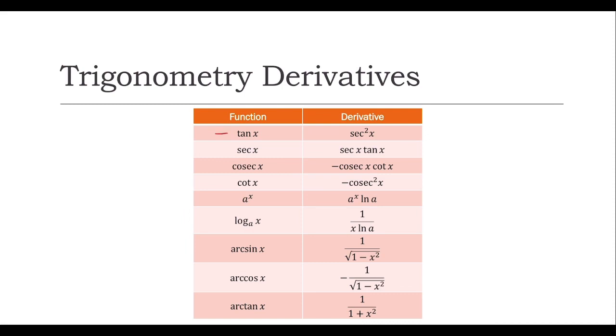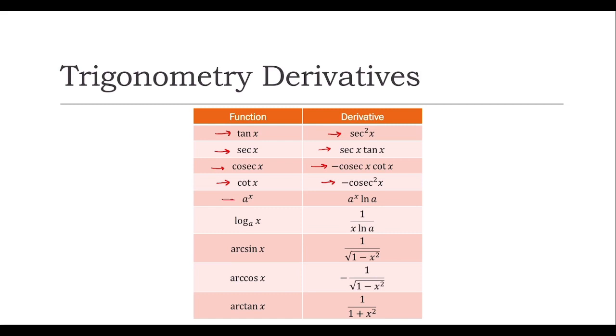So if we take the derivative of tangent, we'll get secant squared of x. The derivative of secant of x is secant of x times tangent of x. The derivative of cosecant of x is negative cosecant of x times cotangent of x. The derivative of cotangent of x is negative cosecant squared of x.